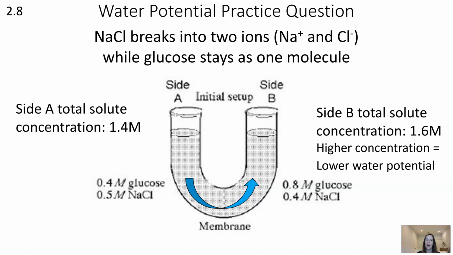Remember, that was just the i value times the C value, the ionization constant times the concentration for each of our solutes. So because side B has the overall higher solute concentration, that means it has an overall lower water potential. And that's because the equation negative iCRT determines solute potential. That negative is sort of what flips it around, right? And so the high concentration ends up with a low water potential. So because water flows from a high water potential to a low water potential, it's going to move from left to right, in this case from side A to side B.